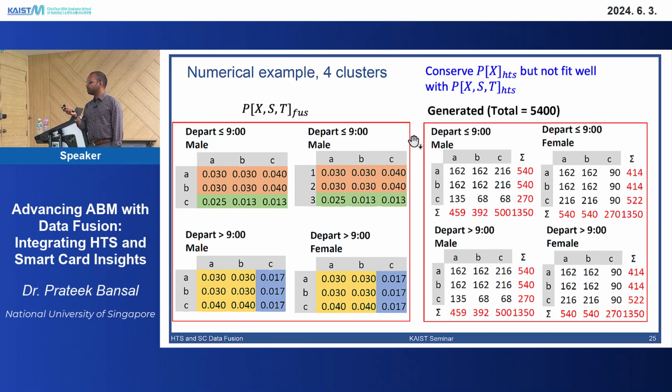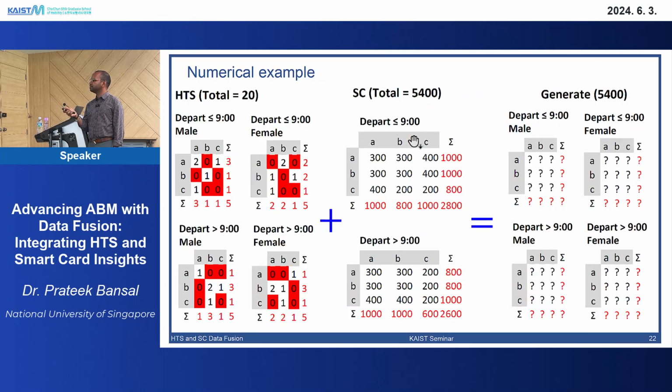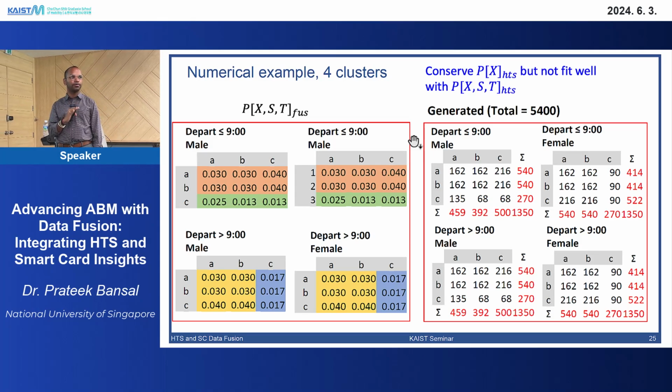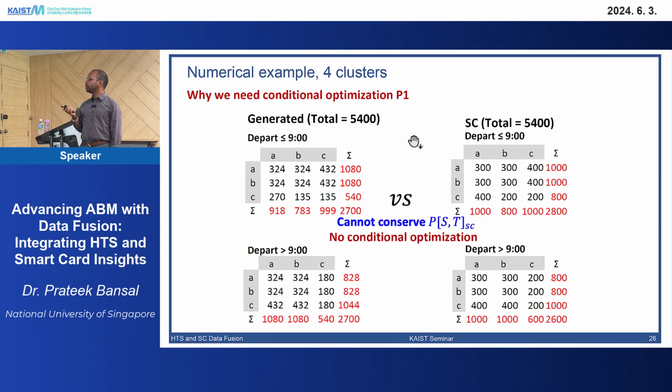So if you look at your generated distribution and compare it with your original distribution, you have 5, 5, 5 for your male and female distributions and the departure time. So you can actually maintain the X distribution very well, right? You can have the same distribution that you have in the HTS data for your X if you just use the XST HTS data. But what you don't preserve is the S and T distribution.